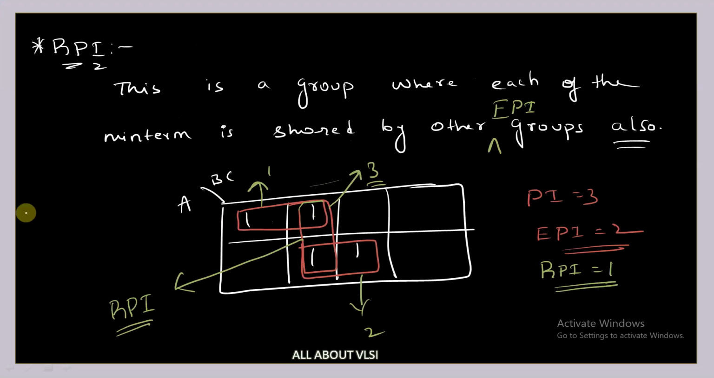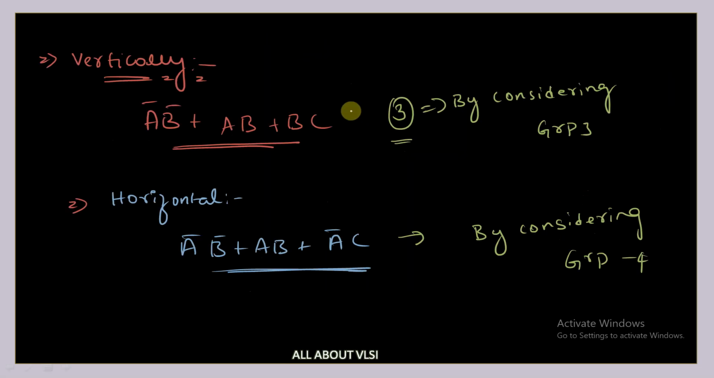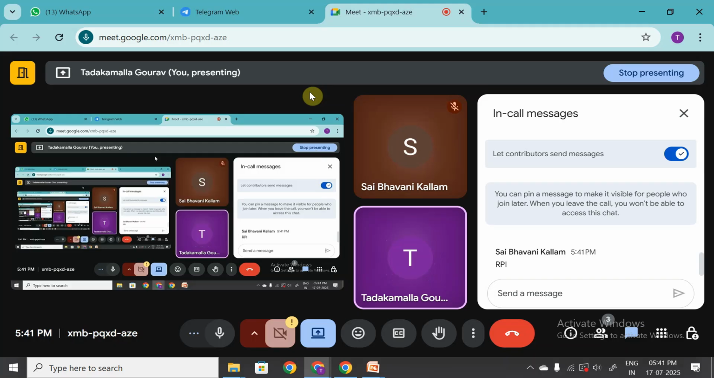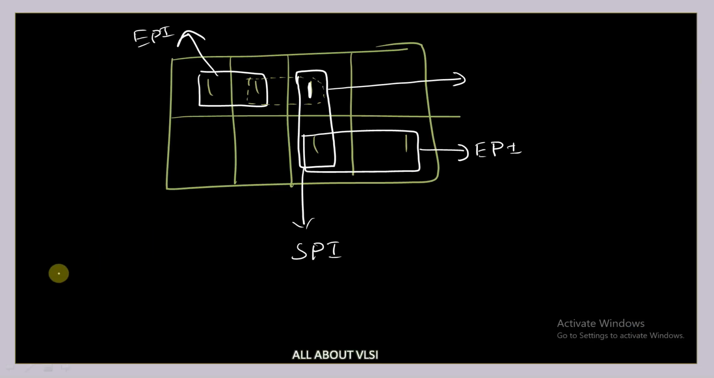In the RPA definition, I've missed this term. In the RPA definition, this is a group where each of the minterms should be shared by other EPA groups. Okay, then it will be said to be an RPA. Now tell me whether this daughter group is an RPA or an SPA. Yeah, it is not an RPA.